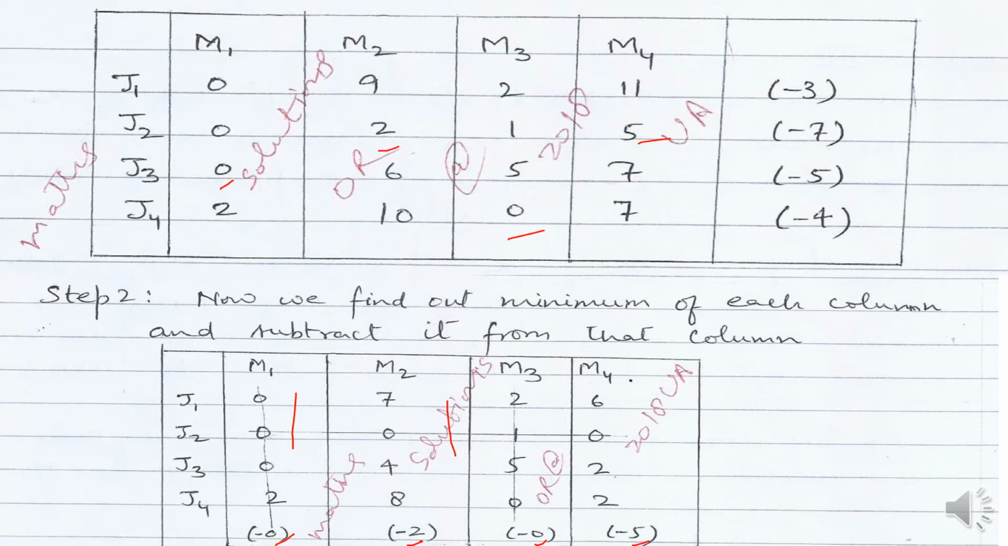Now I go to job J3 and I see there is only a single 0, in the M1 column, which is already assigned to J1, so I cannot do that. So J3 cannot be assigned to any machine. J4 has a 0 in M3, so I can assign M3 to J4. J2 can be assigned to M2 or M4, but still J3 has not got any machine. So I have to do some further calculations, and for that we move to the next step.